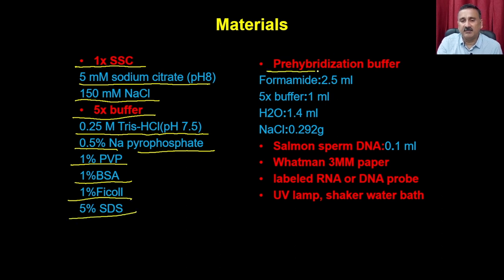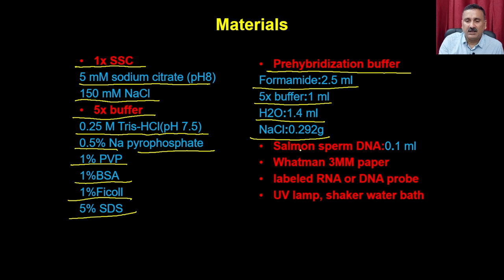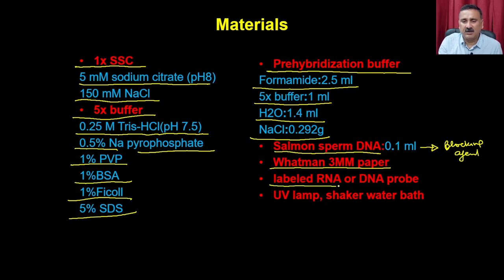Then you also require the pre-hybridization buffer, and that will contain formamide, that is 2.5 ml, 5x buffer 1 ml, water 4.4 ml and NaCl as 0.292. And then you also require the salmon sperm DNA, which is the blocking agent you are going to use. So, this is going to be a part of the blocking agent. Then you also require the Whatman 3 mm filter paper, and the labeled RNA or DNA probes, and you also require the UV lamps and the shaking water bath. Apart from that, you also require the autoradiogram cassettes, and the X-ray films.